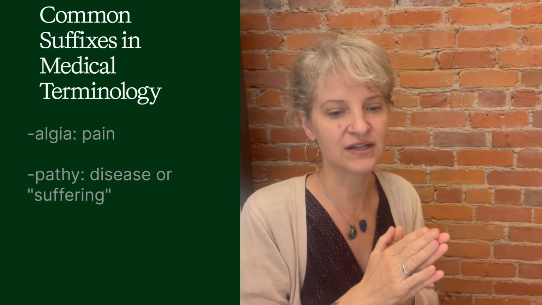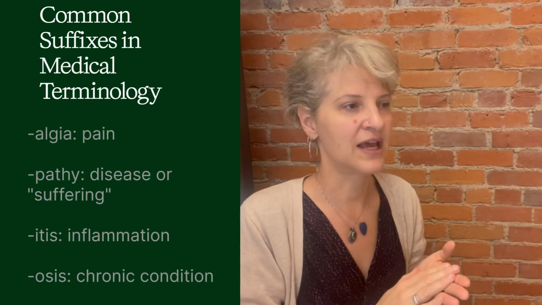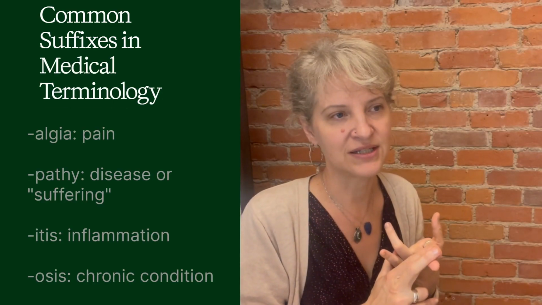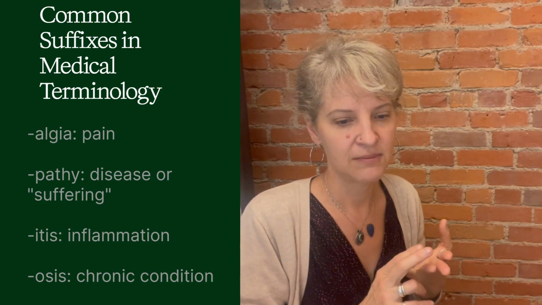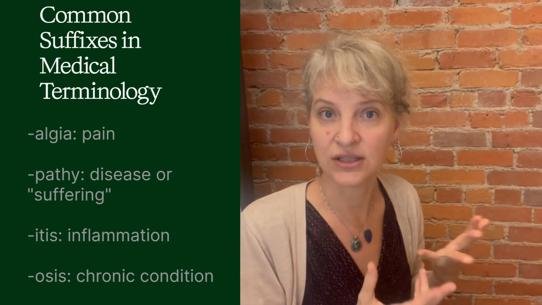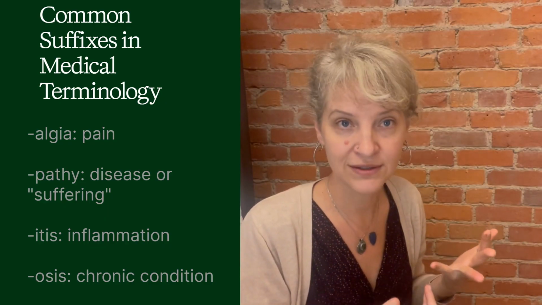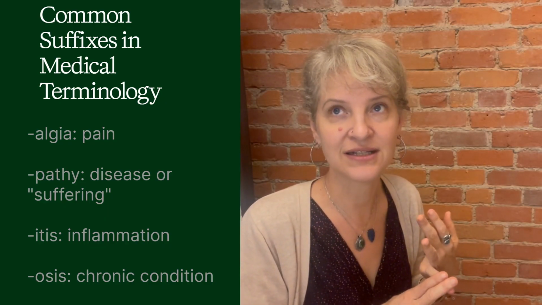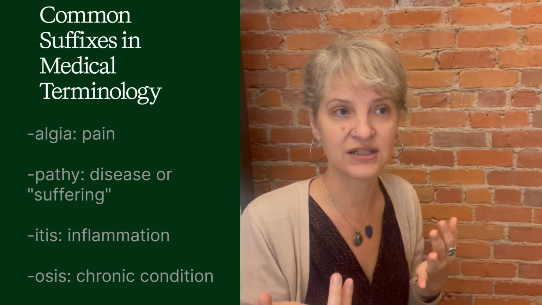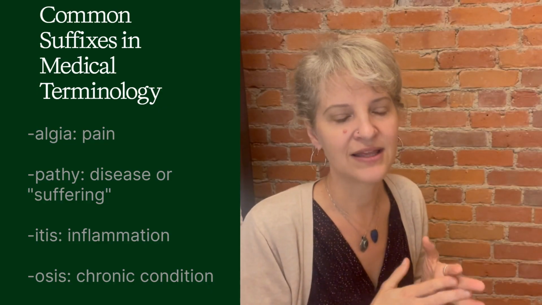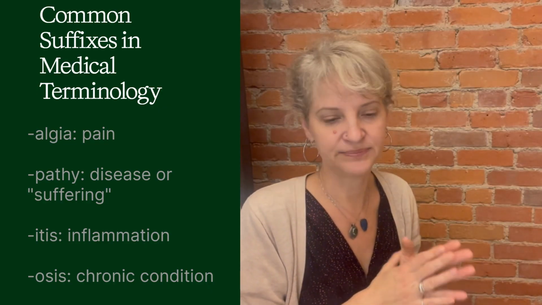And then there's the suffix, which are terms like algia, which is pain. Pathy, which is a condition or something that's wrong. Osis is another term for a condition, something that's chronic. And then itis being an inflammation. So let's give a couple of examples of those terms put together.